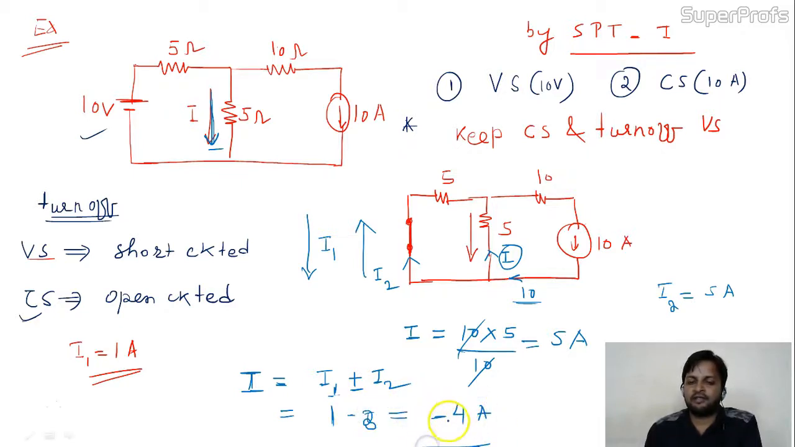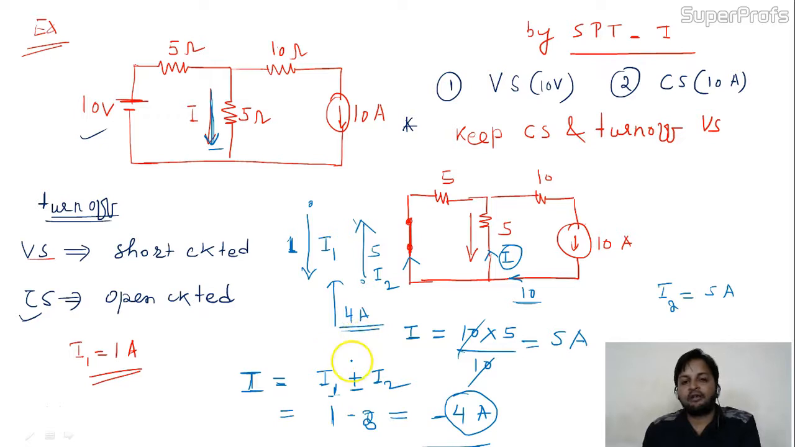What does this minus mean? This is upward, right? Actually, if I ask you to tell me where the 4 ampere current is going: from up to down I am having 1 ampere. From down to up I am having 5 ampere. So overall what is the resultant? Resultant is 4 ampere going up. This is our answer, that 4 ampere going down to up.